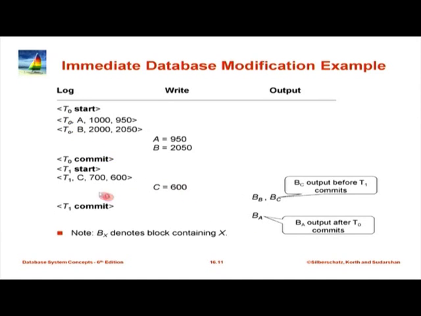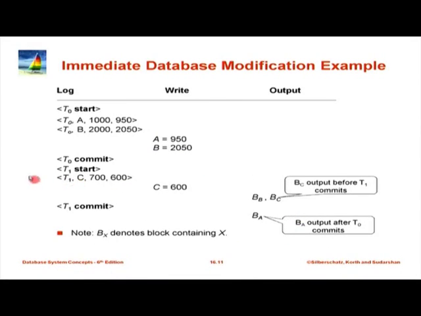Conversely, if T1 doesn't commit but a crash happens at this point, after the buffer block has been written out, what has happened is that the disk copy reflects a transaction which didn't commit, and whatever update was done has to be undone. The good news is that this log record, T1 C 700 600, has enough information to undo it. What is the information? The old value of C is available. We can use the old value to undo this on the disk copy, and that is part of recovery. Okay, I'll stop here, but I'll take a couple of questions.